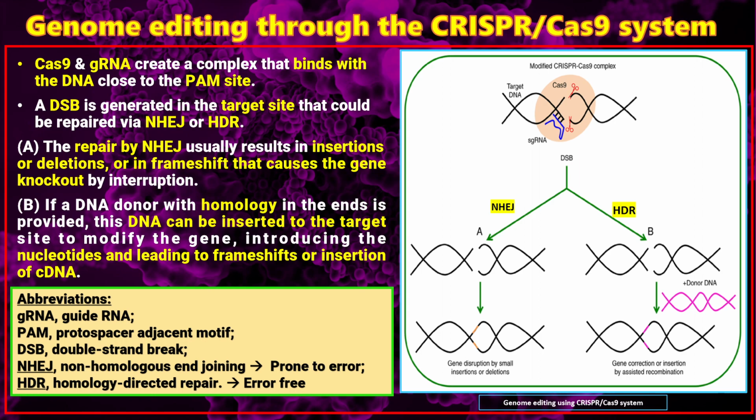And non-homologous end joining is prone to error as it results in insertions or deletions or frame shifts that cause gene knockout by interruption. And homology directed repair is error free, as here a donor DNA with homology in the ends is provided, and this DNA can be inserted into the target site to modify the gene, and gene correction occurs by introducing the nucleotides and leading to frame shifts or insertions of complementary DNA.